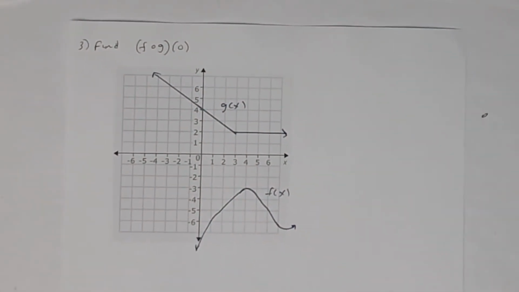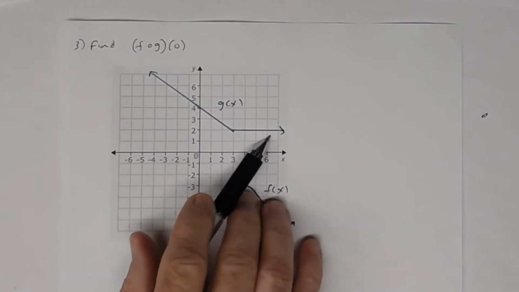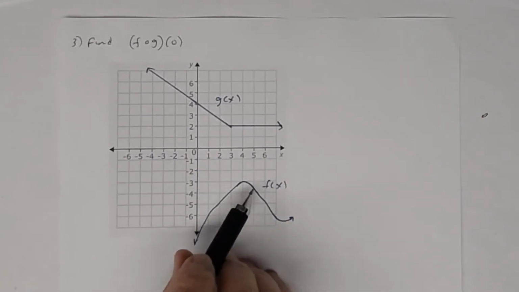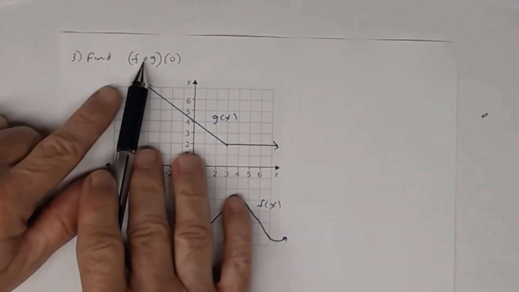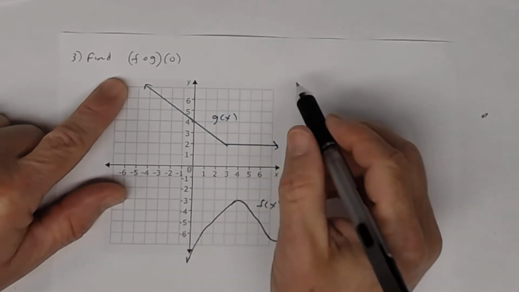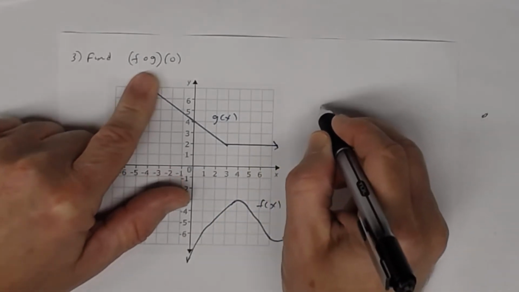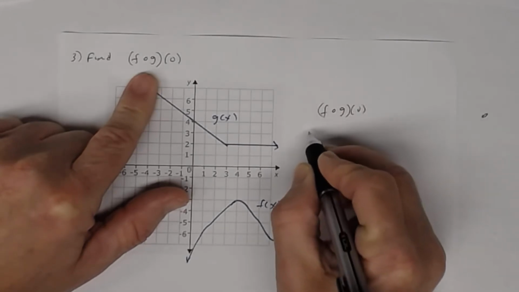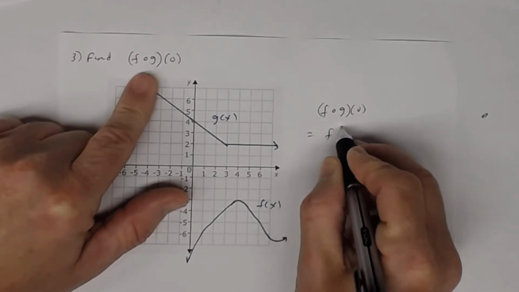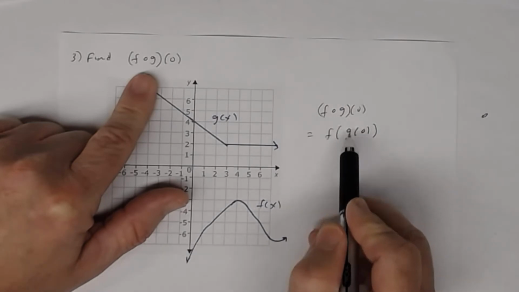Number 3, okay, we have this for number 3. The graph on top is the graph of the function g of x, and this one is the graph of the function f of x. You want to find f composed with g. Remember, open circle means composed, but you have to remember what that definition is. So f composed with g at 0, by definition, is f of g of 0.